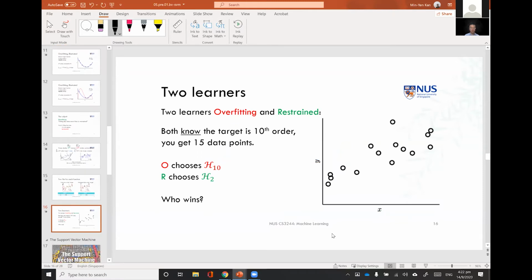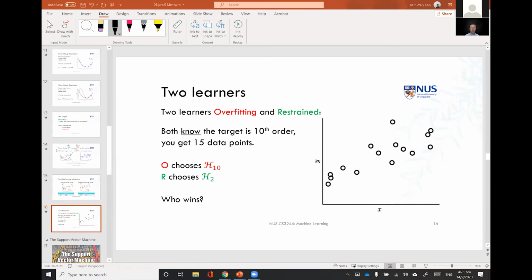So again, we're going through the same concept again and again. In both of these cases in this slide, we have two learners, an H10 learner and an H2 learner, and both know the target function is 10th order. Exactly the same, and you get 15 data points, and we end up with the same problem. We see that in fact, the second order is going to win again. And this is because of one thing. What is it because of? Is it because of the number of data points, or is it because of the target function?